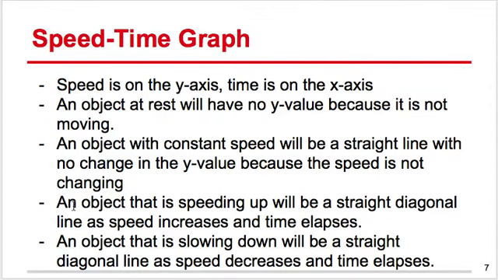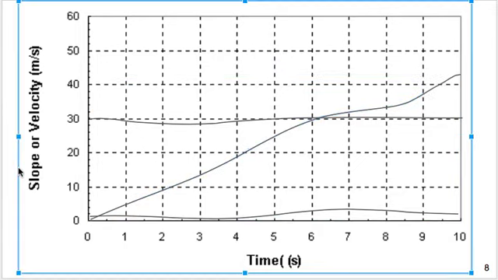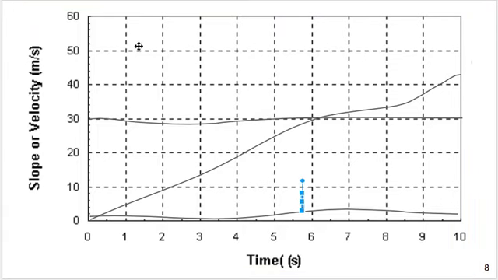An object that is speeding up will be a straight diagonal line as speed increases and time elapses. So as speed increases, we're going to be going up. As time elapses, we're going to be going to the right. So we will have something that looks like that, going across. Let's label those real quick. This was our number 1. This is our second one. And this is our third example.